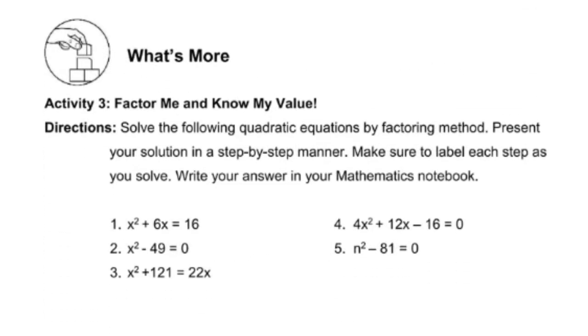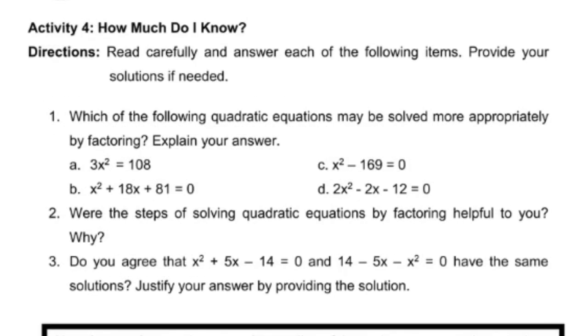Now for activity number 3, we're going to apply what you have learned in the discussion. Solve the following quadratic equations by factoring method. Present your solution in a step-by-step manner. Make sure to label each step as you solve. Then write your answer in your mathematics notebook or on your paper. Then activity 4 here, how much do I know? Read carefully and answer each of the following items. Provide your solutions if needed.